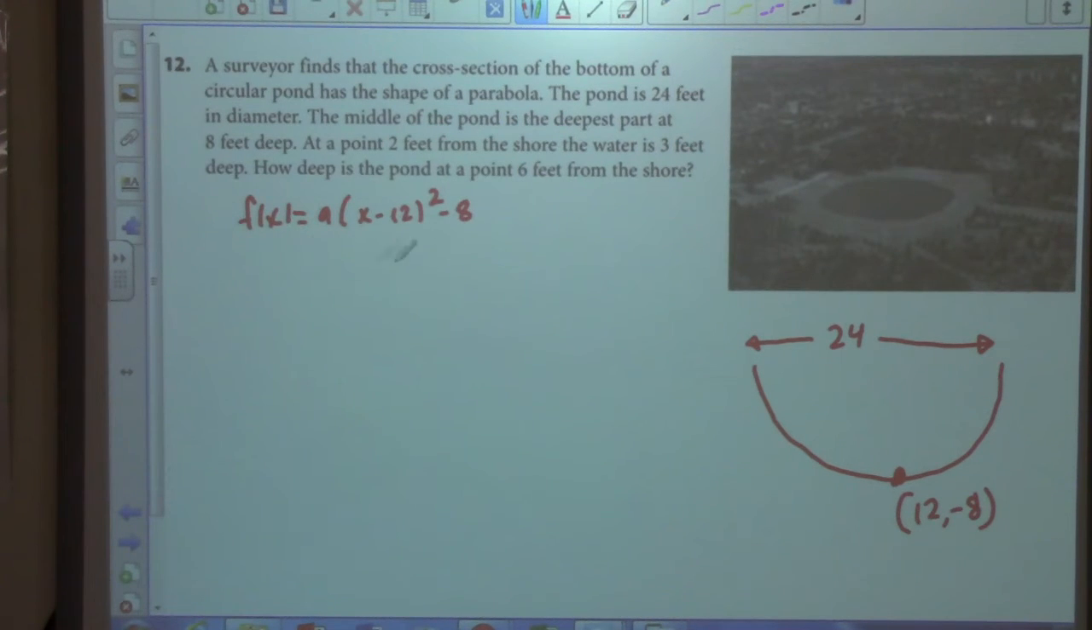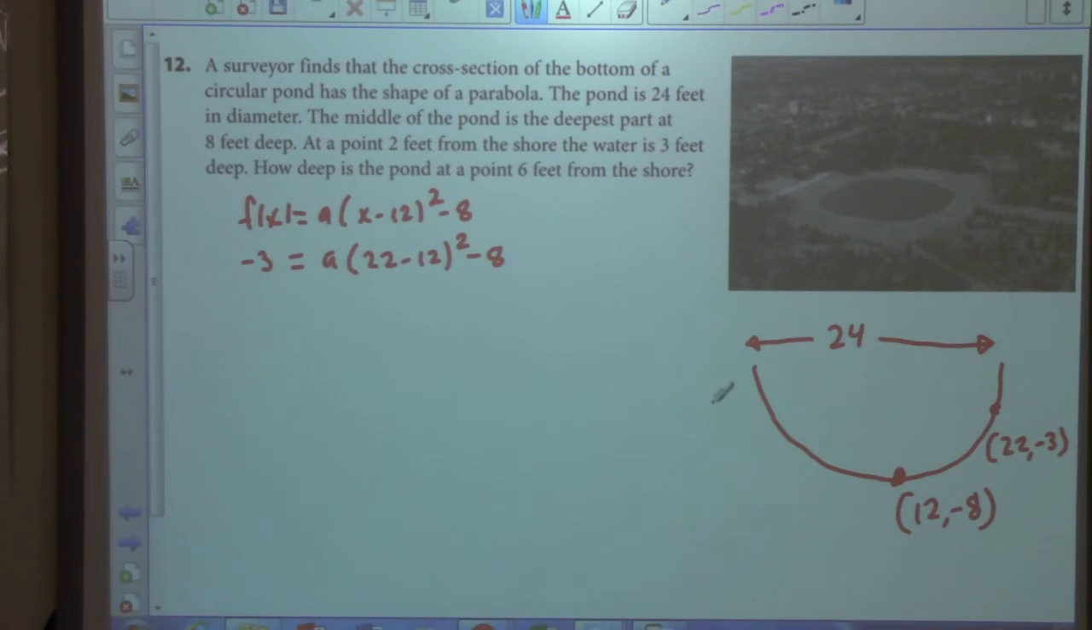Okay, is everybody okay with this representation so far? Okay, good. Let's go on. Go ahead, Jay. And I got -3 equals a quantity 22 minus 12 squared minus 8. Where did you get this -3 and this 22? The -3 because it said 2 foot away from the shore is 3 foot deep. And the 22 because 24 minus 2 is 22. So you're saying this point over here is 22 comma -3?